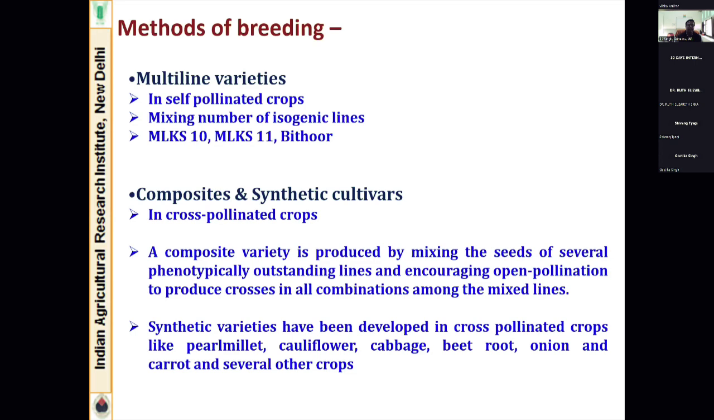Synthetic varieties are also developed in cross-pollinated crops like pearl millet, cauliflower, onion, carrot, and other crops. In this, the combining ability is tested. In composites, that is not much required. That is the only difference.